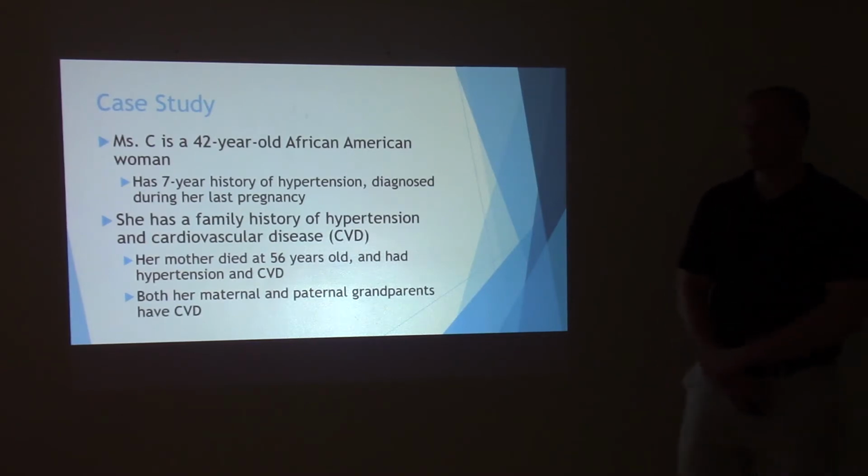So on to my case study. Miss C is a 42-year-old African-American woman. She has a 7-year history of hypertension, which was diagnosed during her last pregnancy. She has a family history of hypertension and cardiovascular disease. Her mother died at 56 years old. She had hypertension and CVD, and both her maternal and paternal grandparents have CVD. So that's going to be a major risk factor for her as well.